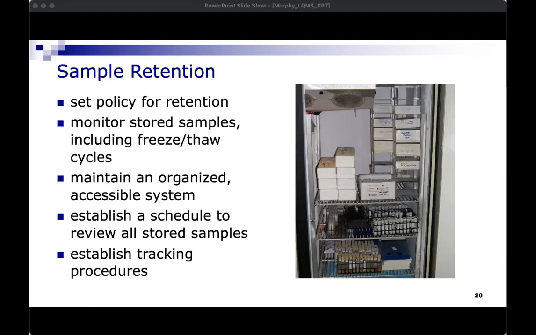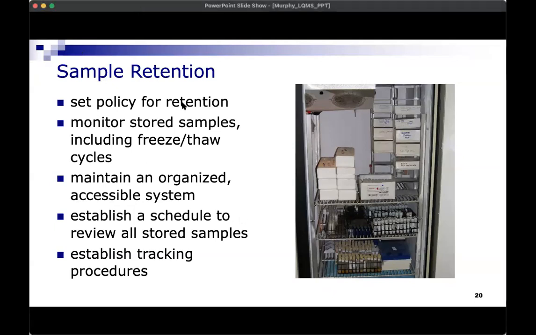And then additional planning is needed for samples that need long-term storage. So we're talking about maybe a year, maybe longer than a year. So an organized, accessible system. Ideally, if you can have a computer documented method, that would be ideal. And that can be really useful and helpful for these samples. And the inventory of stored samples should be reviewed at specified intervals to determine when they should be discarded.